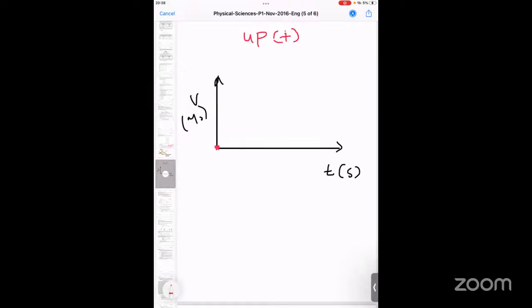Okay, let's just make an assumption. From its velocity being 0, after 1 second, what do you think its velocity will be? Just an estimate.